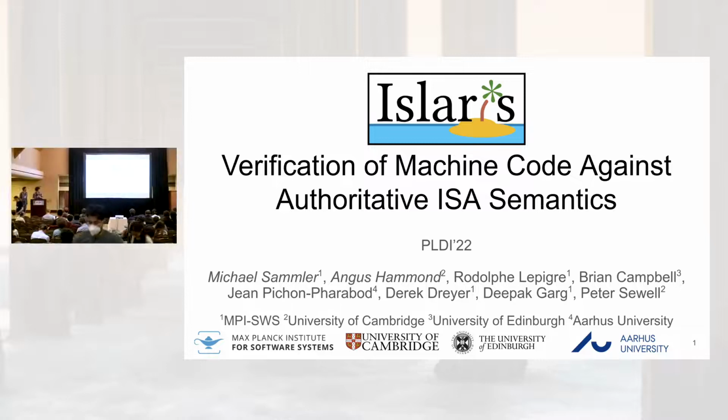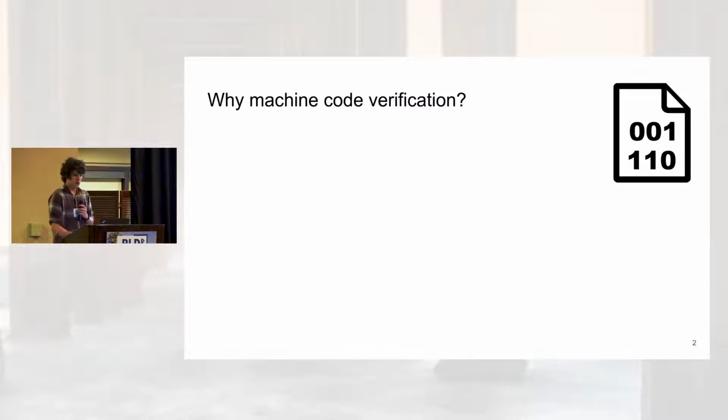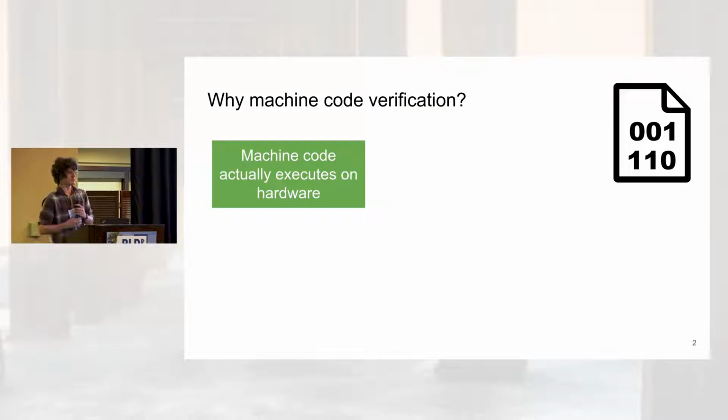So this is Islaris, a piece of tooling we've been working on for reasoning about machine code with respect to realistic architecture semantics. So firstly, why do we want to reason about machine code? There are two main reasons. The biggest one is, at the end of the day, your machine code is what actually gets executed on hardware.